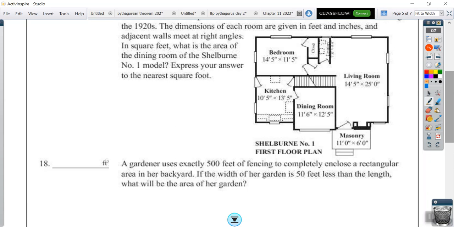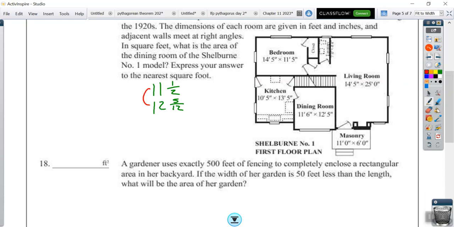All right. Now looking at the dining room, 11.6, I like that. So that is 11 and a half feet. And the other one is 12.5? Well, that doesn't break down easily. So we have 12 and 5/12. All right, so here's my suggestion for this one. I would not do a decimal. That would be a ridiculously long thing to do.